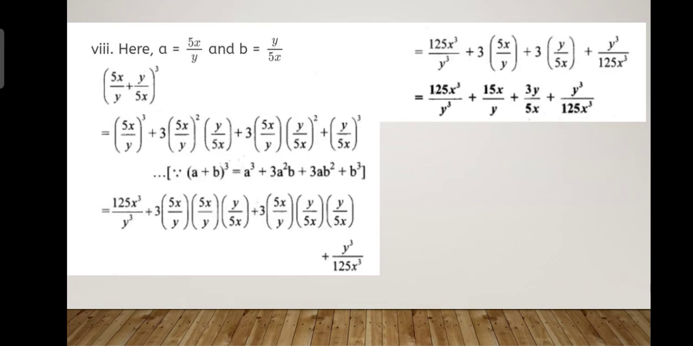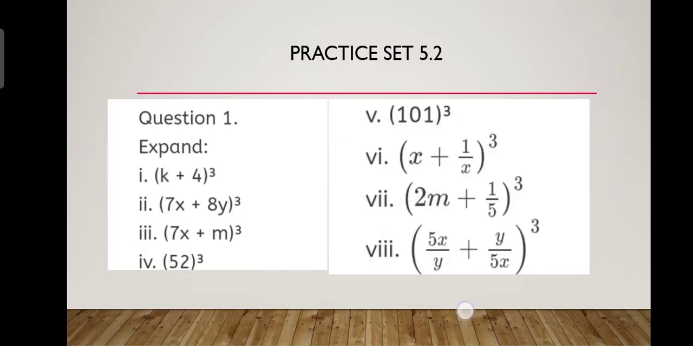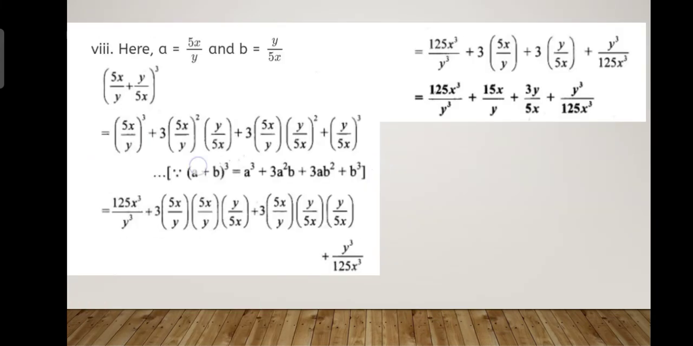Okay students, now let's continue with last sum of this practice set, that is 5x upon y plus y upon 5x the whole raised to cube. So we have here a equals to 5x by y and b equals to y by 5x. So what we're going to do, we'll expand by the formula a plus b the whole raised to cube, that is a cube. The first is 5x upon y the whole raised to cube plus 3 into 5x upon y the whole square, that is a square, into b y upon 5x plus 3 into a, that is 5x upon y, into b square, that is y upon 5x the whole square plus y upon 5x the whole raised to cube.